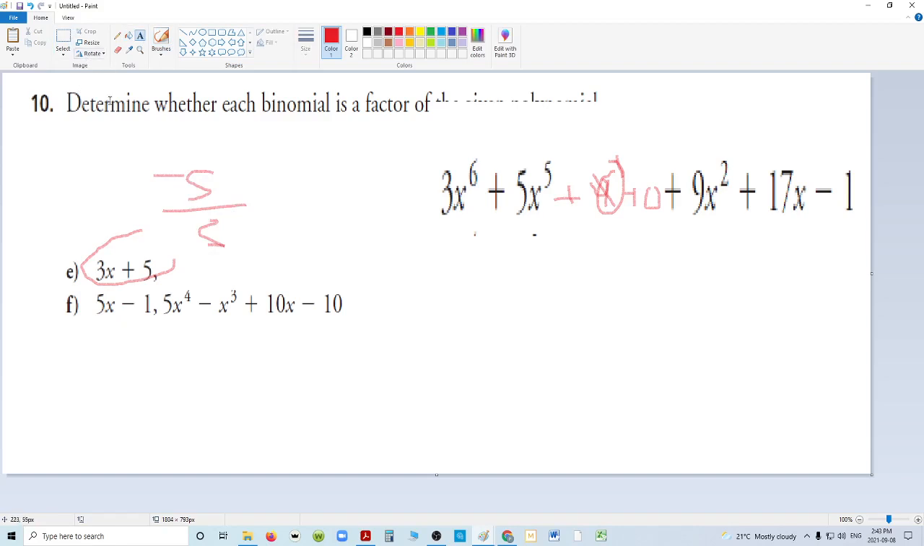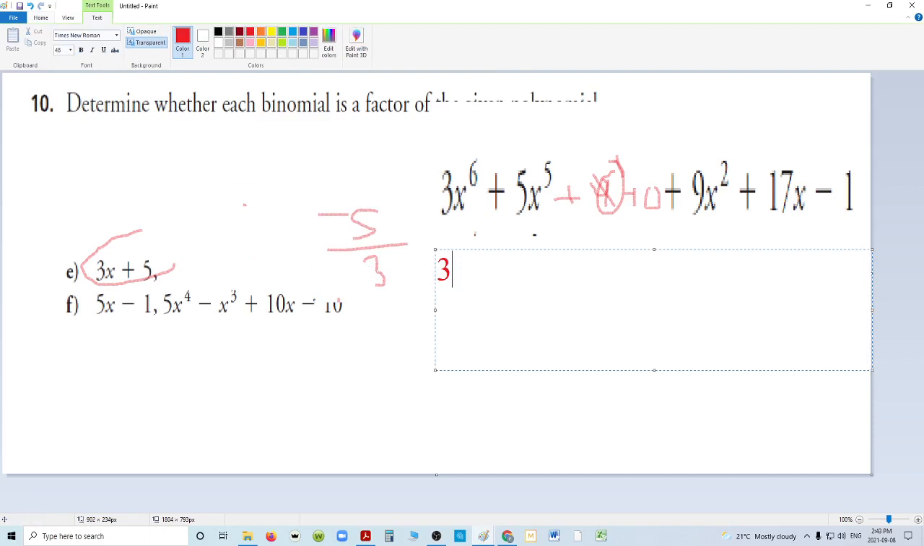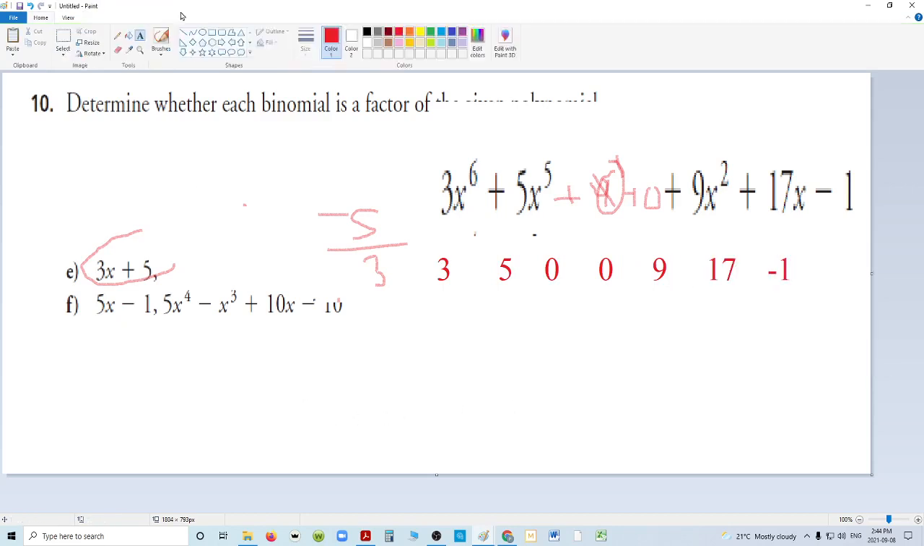So, since it's minus 5 over 3, I put it over here. And I just start by writing down the numbers: 3, 5, 0, 0, 9, 17, and minus 1. Then I do the synthetic division box.